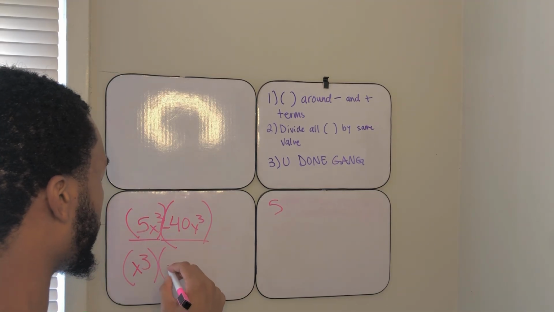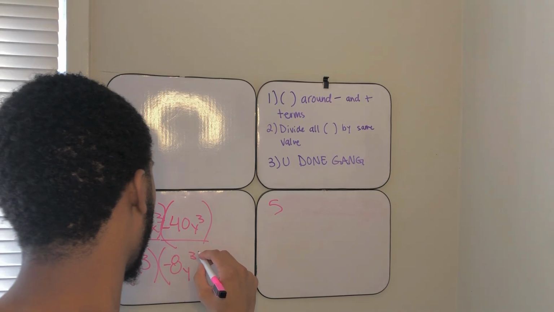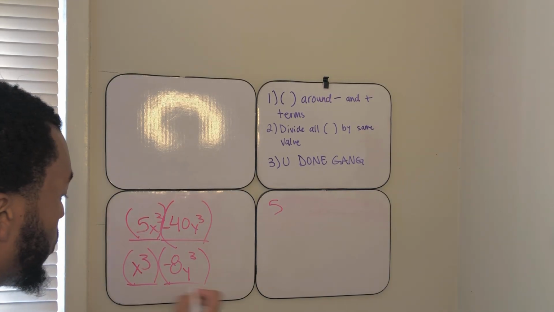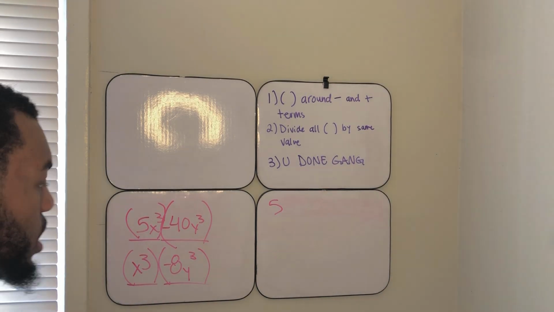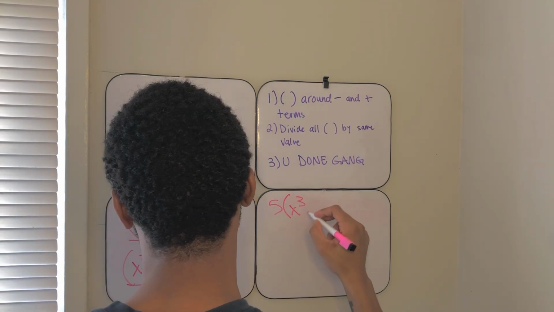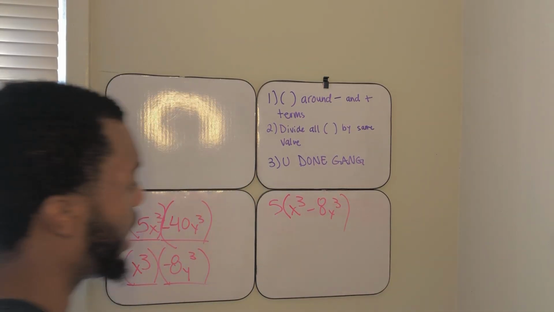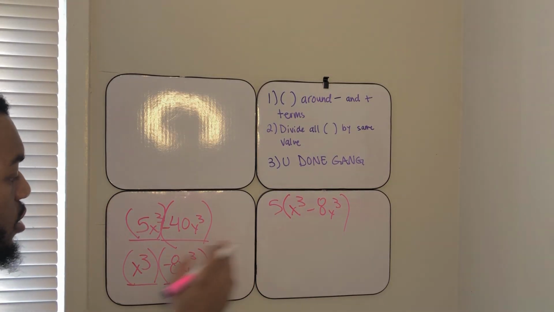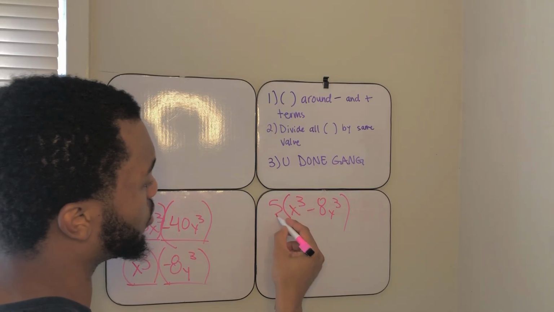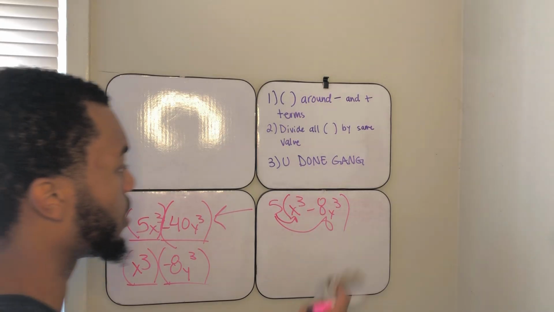And for negative 40, was that negative 8, I want to say? So negative 8y cubed. And this is it right here. They have nothing else in common that we can take out. So we put this right here next to this 5: x cubed minus 8y cubed. And this is the answer. This is the factored version of what we had before. Basically what we're saying is if we distribute this 5, we'll get the original expression right here.